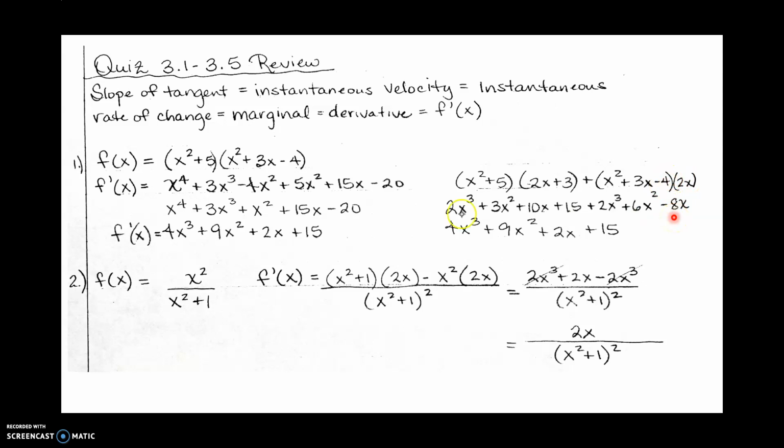So combining like terms, 2x cubed and 2x cubed is 4x cubed. And then 3x squared and 6x squared is 9x squared. 10x minus 8x is 2x, and then plus 15.